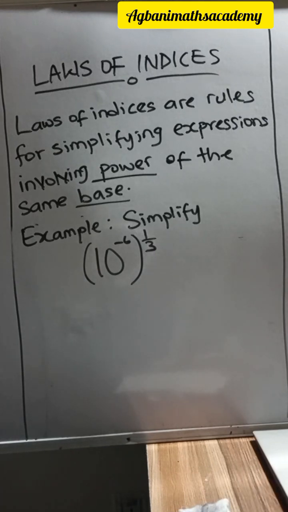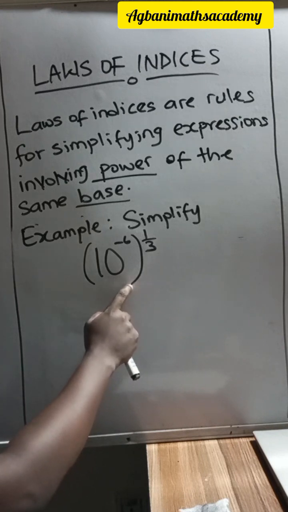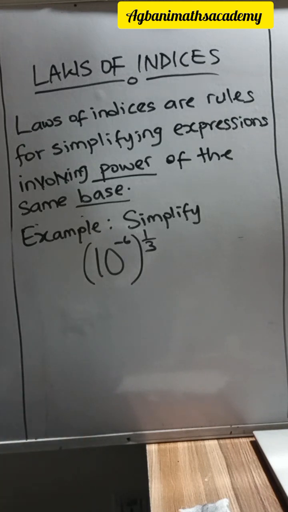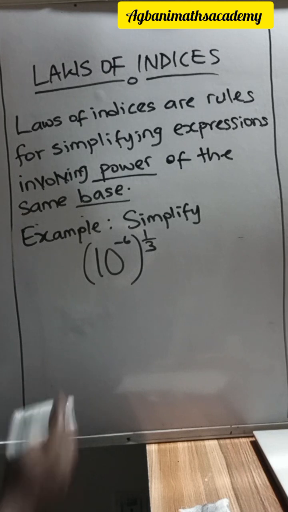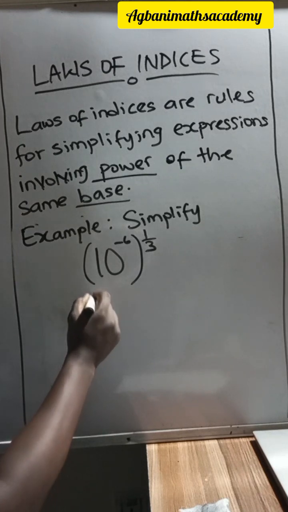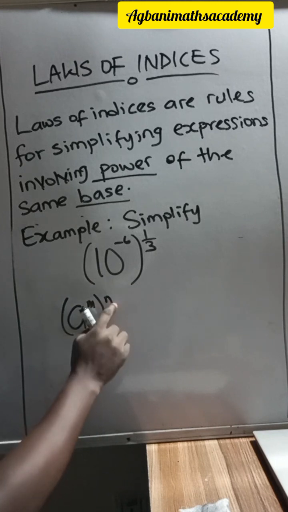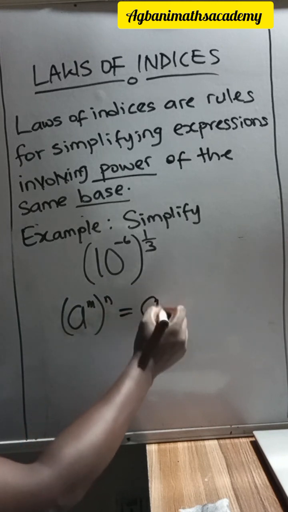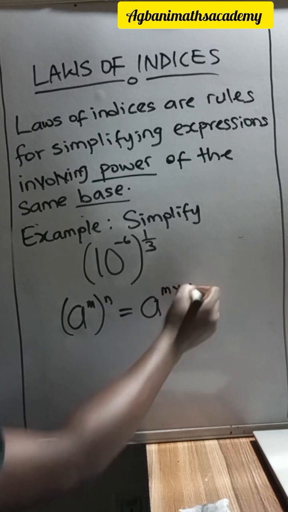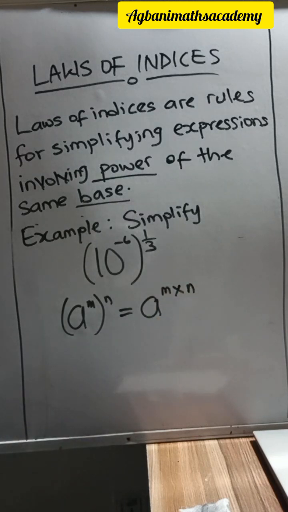The first thing we need to do is identify the laws of indices that we have to employ. The first law we need is the law that will help us eliminate this bracket, and it is called the law of bracket. This means that a to the power of m, bracket, n, the power here is going to multiply the power here, so this will become a to the power of m multiplied by n. So this is the law we are going to apply first, which is the law of bracket.